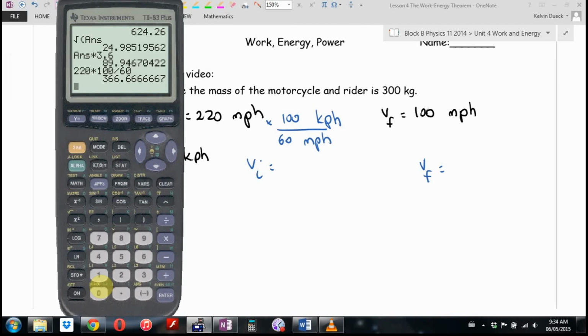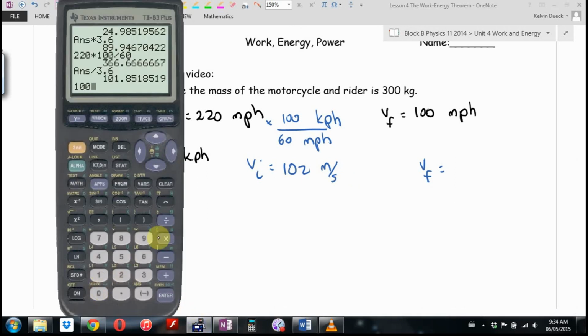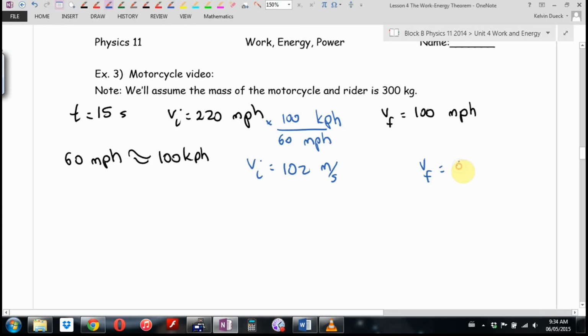Oh, how do I go to meters per second? So divide by 3.6: 102 meters per second. That is a football field every second. V final is going to be 100 times 100 divided by 60. That's kilometers per hour. Divide by 3.6: 46.3.